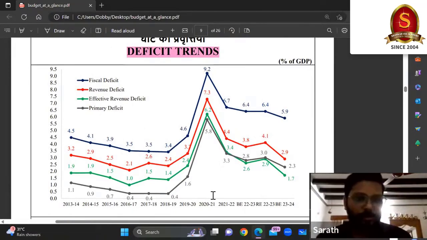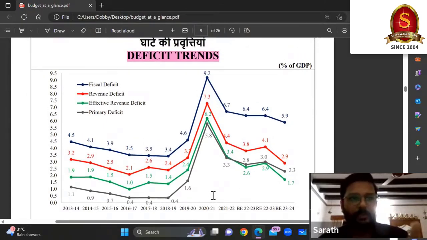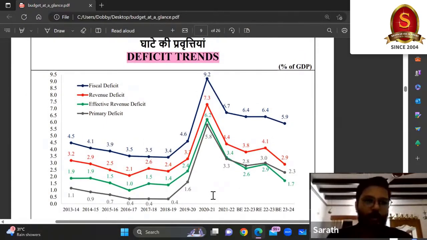So what does this graph say? The darker line, which is on top, is the fiscal deficit. Clearly, fiscal deficit is greater. Logically, it has to be greater. Fiscal deficit is a percentage of GDP. In absolute terms it won't matter, it will still be the same, because everything is a percentage of GDP, which means that in absolute terms also, the pattern will hold true. Followed by it comes revenue deficit.